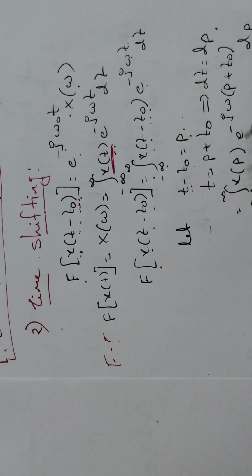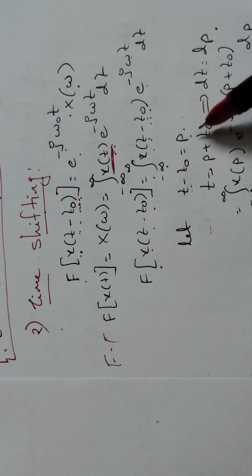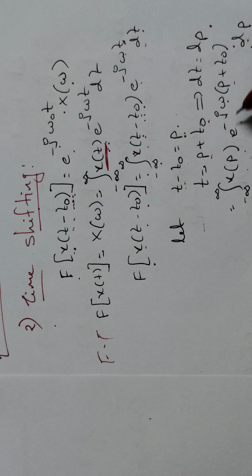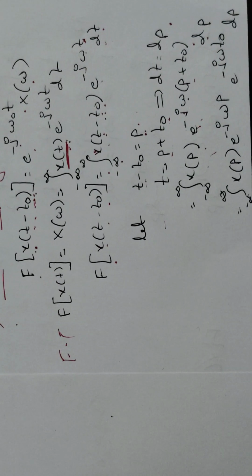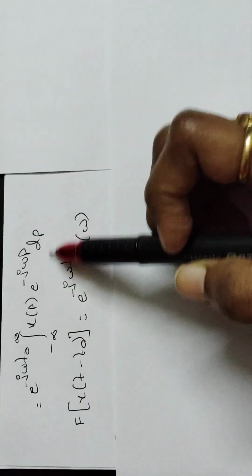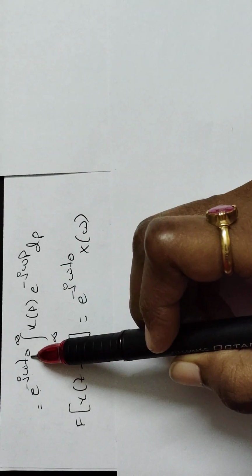Now substitute these values in this equation. In place of x of t minus t naught, we have to substitute x of p, that is x of p e power minus j omega. In place of t, we have to substitute p plus t naught. In place of dt, we have to substitute dp. Now it is in the form of a power m plus n. So you have to separate this one, that is x of p e power minus j omega p into, separate this one, e power minus j omega t naught into dp. Now you have to bring it outside, e power minus j omega t naught out.